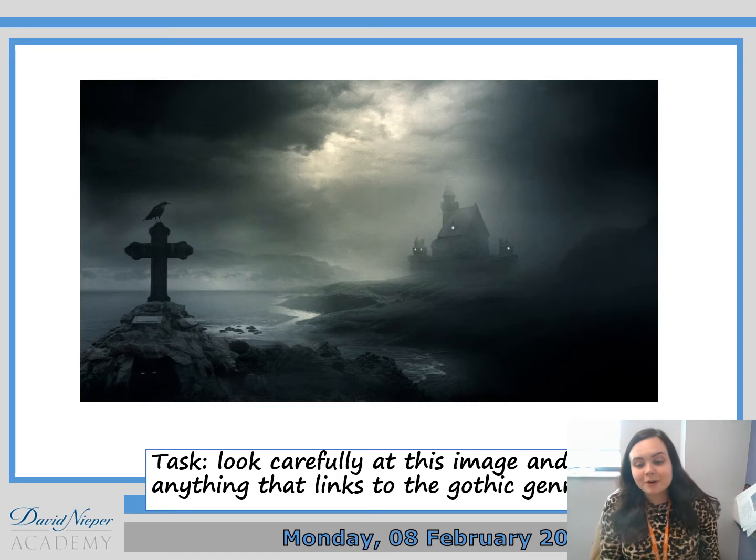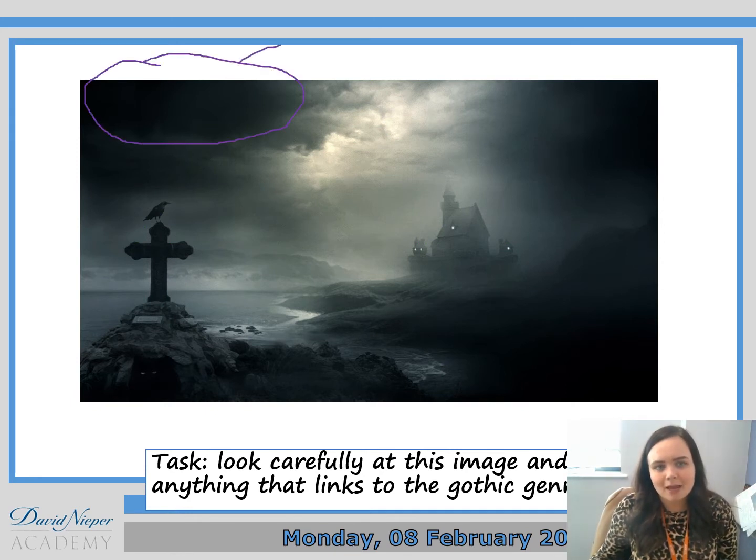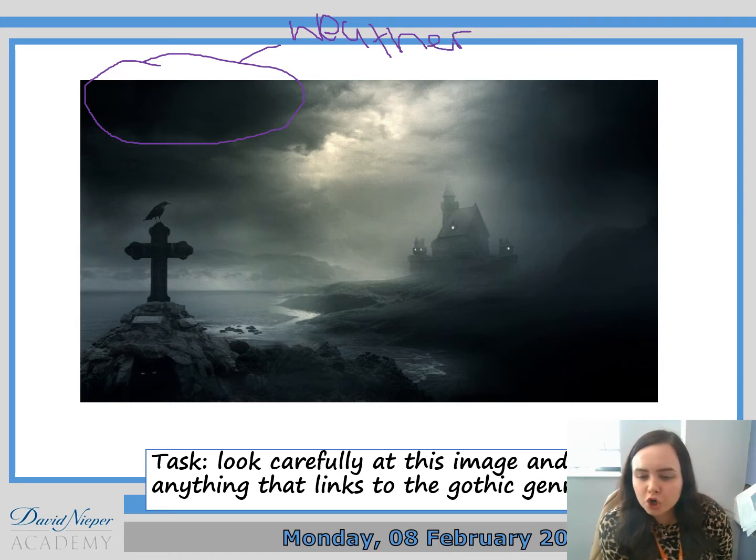So just to give you a couple of ideas then, I thought we'd go over this together, okay? So there's a couple of features that absolutely stand out to us. So the first thing I'm hoping you've thought about is the dark clouds, okay? So weather plays a large part in Gothic fiction and in Gothic literature, okay? Usually dark, gloomy, rainy, stormy weather is what we would expect to see the setting in, okay?